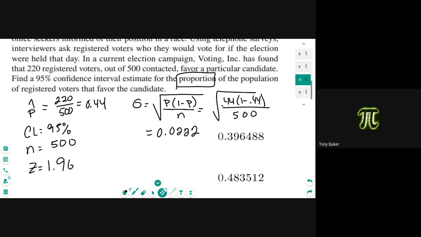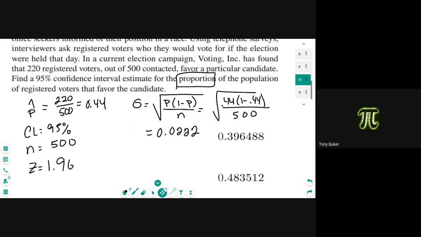Why would you do a confidence interval if you can just find the proportion? Because the proportion isn't for the population, the proportion's for that sample. Oh, okay. So the confidence interval is basically telling me what's going to happen in the general population.